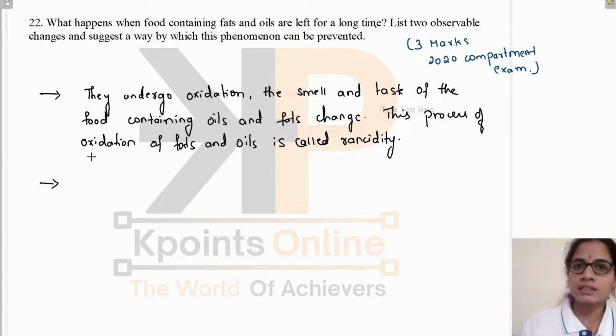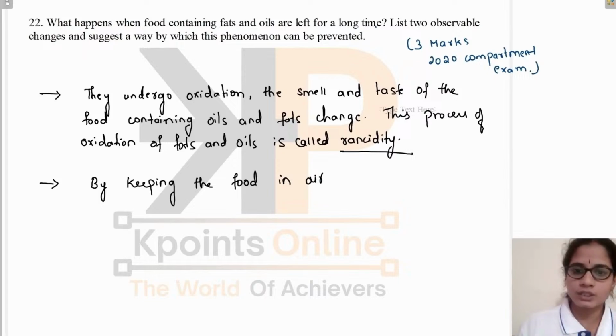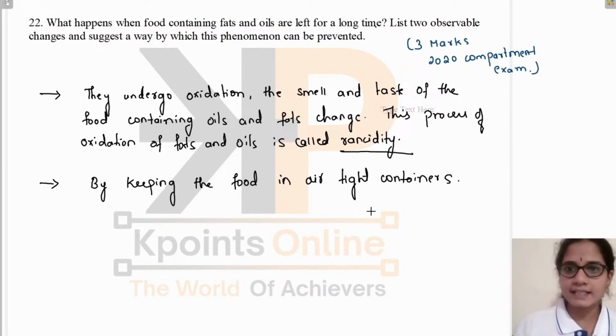Again, they have asked to suggest a way by which this phenomenon can be prevented. The phenomenon that we have seen is rancidity. How can we prevent rancidity? By keeping the food in airtight containers. So you have to write the observation here and also suggest a way by which this rancidity can be prevented. Let us see the next question.